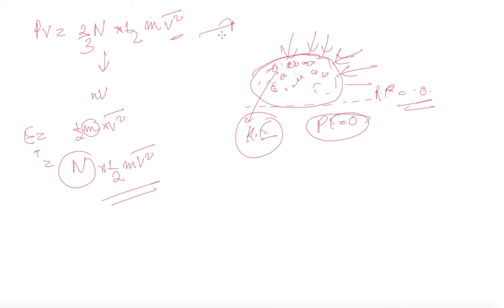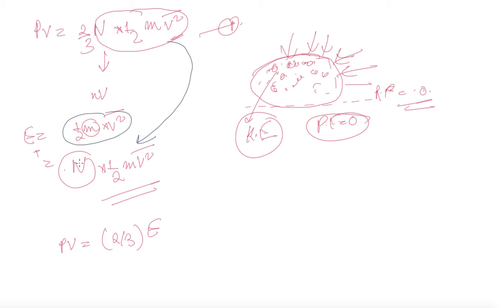Therefore, my above equation is given by PV is equal to 2 by 3 into E. This can be derived from over here. Now, half mv square is the kinetic energy for one molecule. If you're looking at the total kinetic energy, that is multiplied by N half mv square, and this term N into half mv square is over here. So PV equals 2 by 3 into E. This is what we can write.